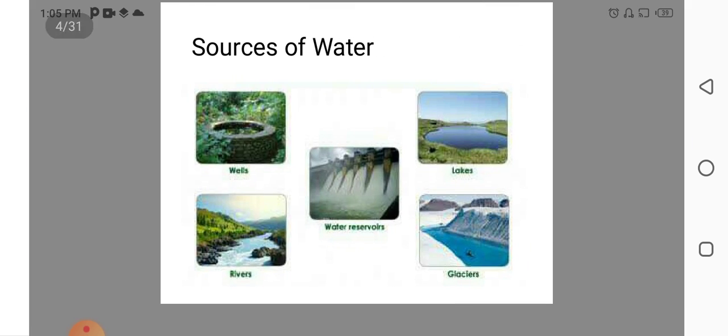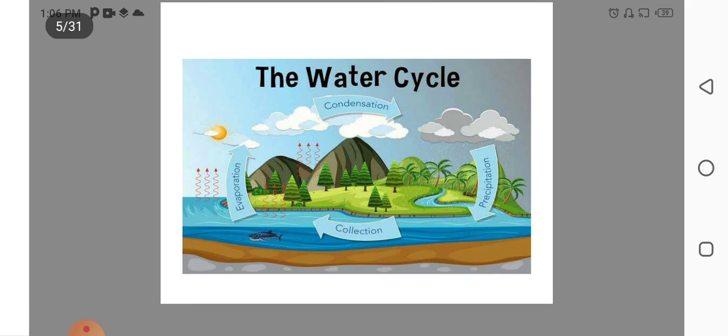Where does this water come from? Well, rivers, water reservoirs, lakes, glaciers. The main source of water is the water cycle. In the water cycle there are four aspects: condensation, precipitation, collection and evaporation. This cycle continues throughout the season.